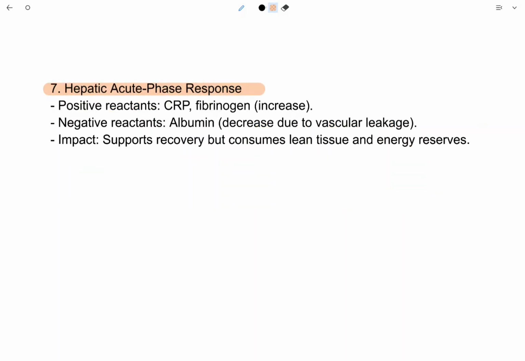Hepatic acute phase response. Positive reactants are CRP and fibrinogen, which are increased. CRP is released by the liver, and negative reactants include albumin. Albumin is decreased due to vascular leakage. Its impact: it supports recovery but consumes lean tissue and energy reserves.